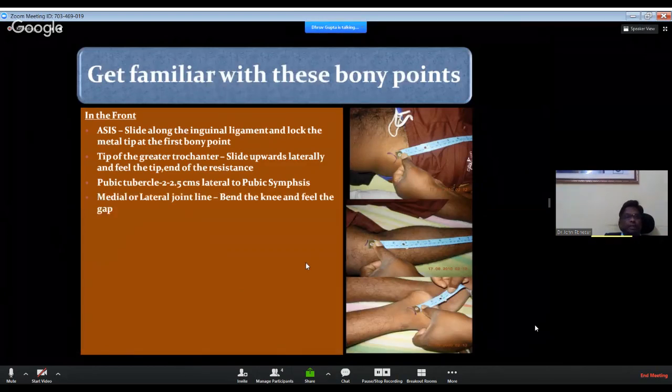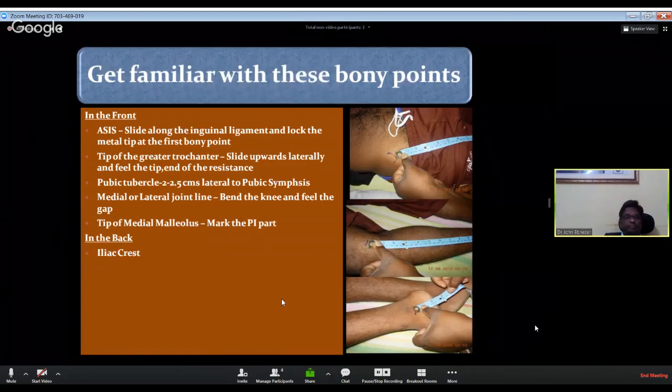Tubercle. Then the lateral joint line of the knee. You need to bend the knee, feel the gap, then mark it. So that is the medial or the lateral joint. Then you have to mark the tip of the medial malleolus. Mark the posterior inferior part. This is the part you should mark.